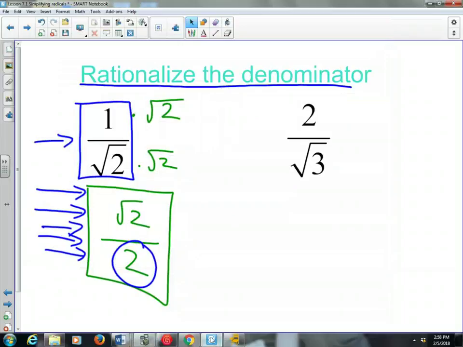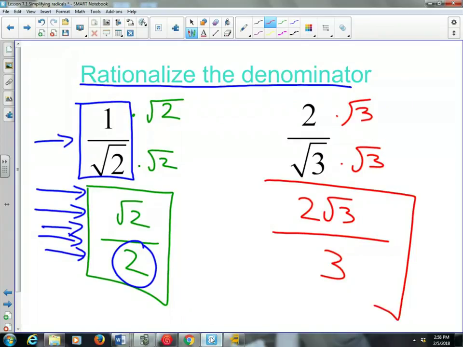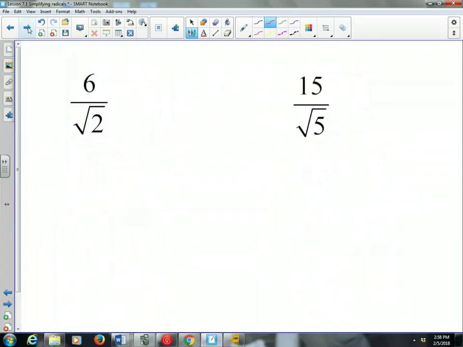All right. So what we want to do here is rationalize the denominator. We're going to multiply both top and bottom by the square root of 3, because the square root of 3 times the square root of 3 is 3. And now your denominator is rational. In the numerator, 2 times root 3 is just 2 root 3. So there's our answer for that one. On to the next one.